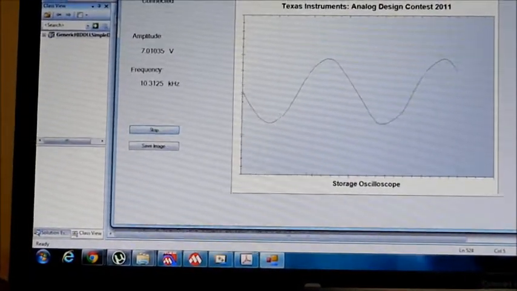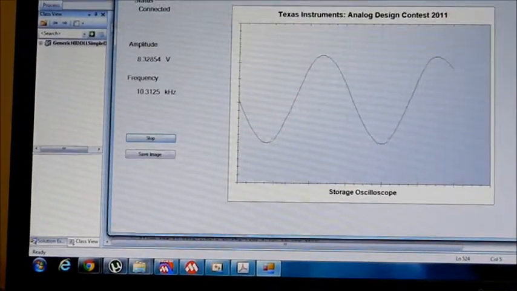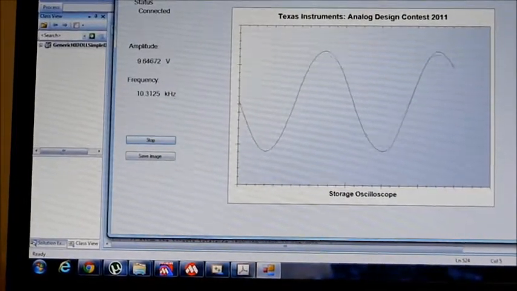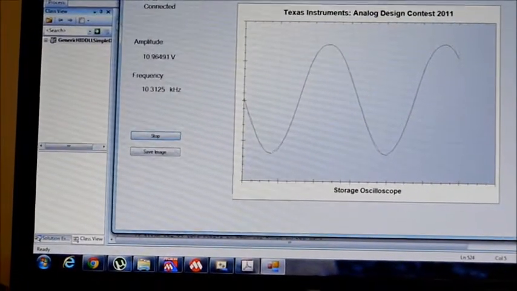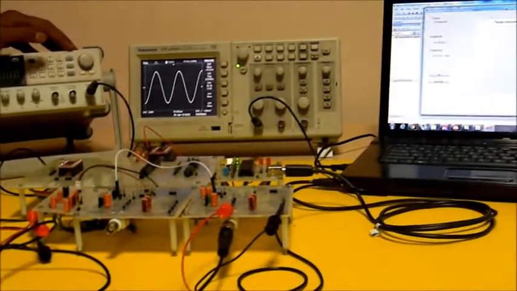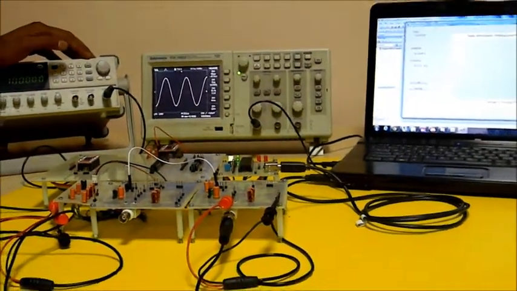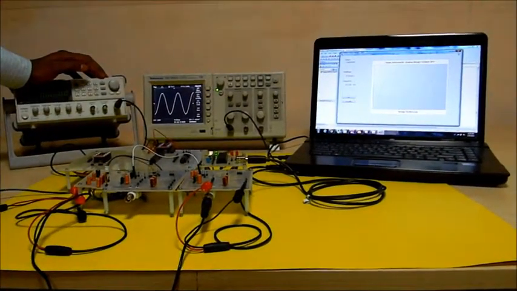And as we go on increasing, the waveform amplitude goes on increasing. So we can confirm that the circuit is operating in real time and is responding to changes in the input signal waveform as and when they occur.